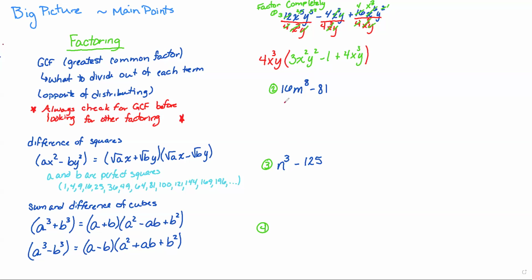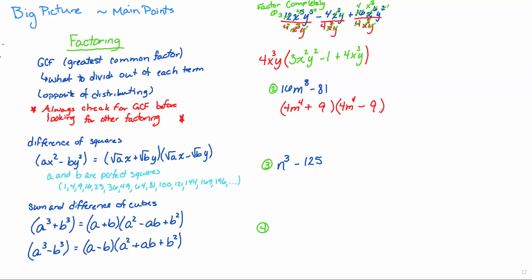So I start by making 2 sets of parentheses. A plus sign in the first one, a minus sign in the other. And then I have to say what times itself is 16. So it is 4. And then I divide the exponent by 2. So m to the 8th is going to be m to the 4th. Okay, so 4m to the 4th goes in the front of both of those parentheses. And then what times itself is 81, and that will be 9. So 9 goes in the back of each one of those.